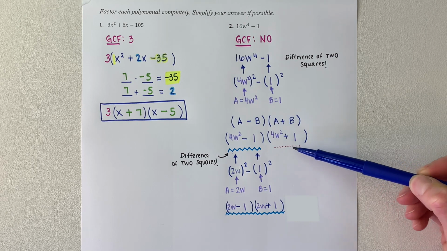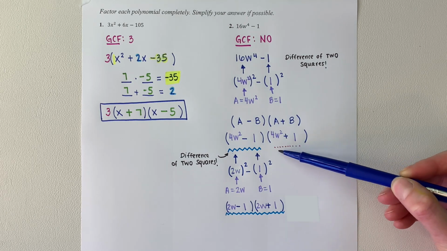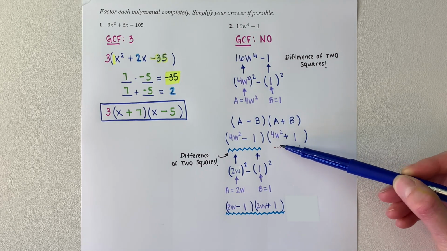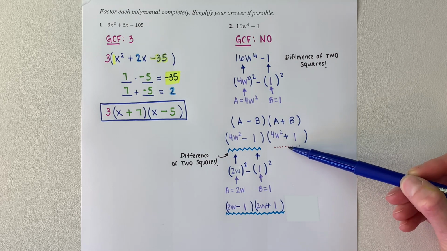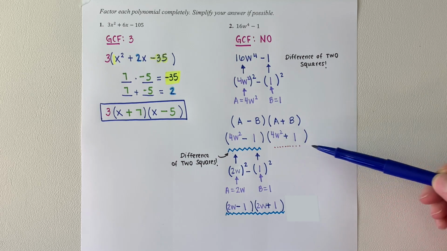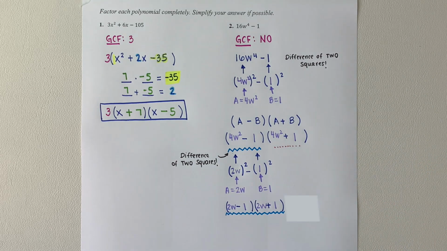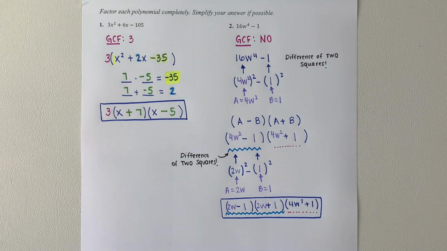This expression here we call the sum of two squares because it involves two perfect squares with a plus sign in the middle. The sum of two squares cannot be factored. So since this cannot be factored any further, we'll just carry it down to our final answer. So this is our final fully factored answer.